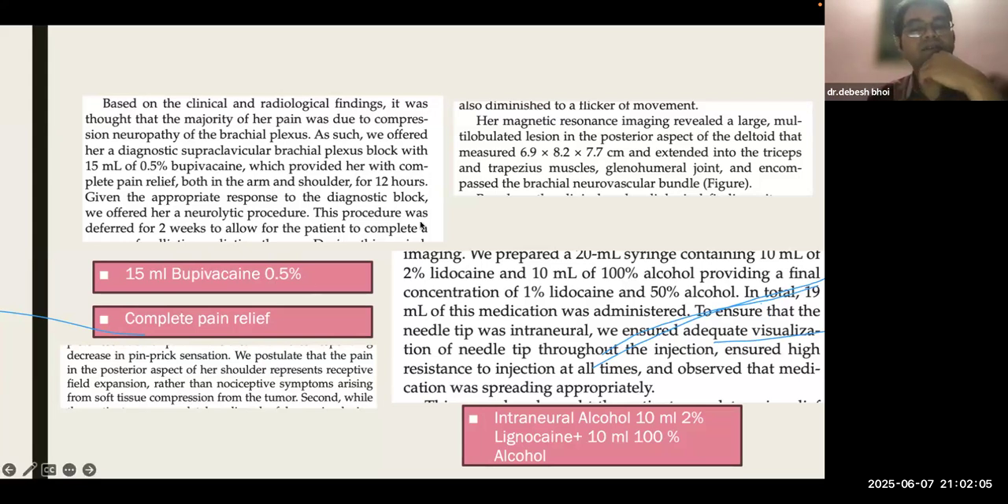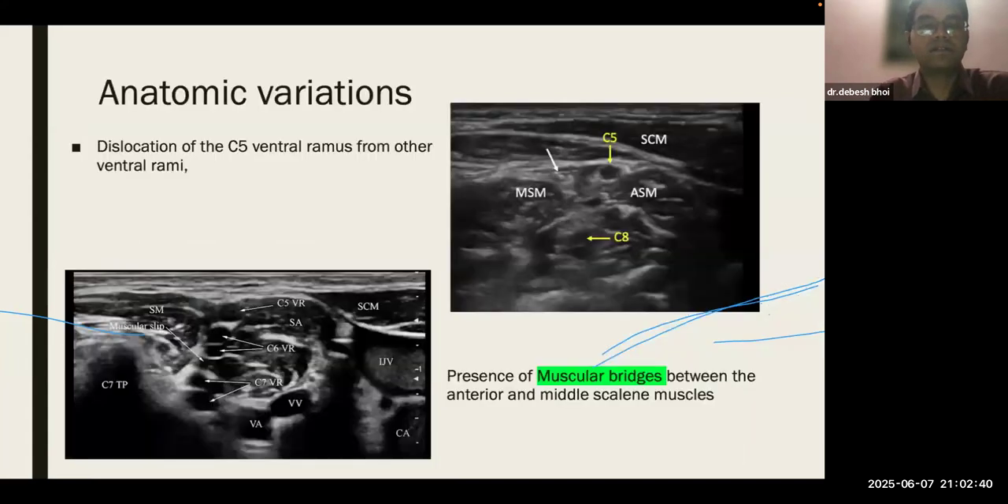So before going for the neural injection, the patient opted for palliative radiotherapy so that she would not have to go for neurolysis. But in spite of that, she still didn't have relief. In that case the brachial plexus was blocked with alcohol, an intraneural injection, and the patient had good relief. Though the pain relief was not complete, the quality of life was good. That's how the scenario changed in this case.